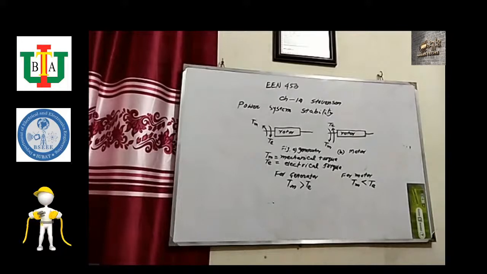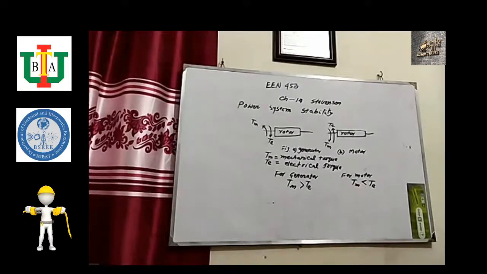For a generator, meaning a synchronous machine or alternator, mechanical torque is greater than electrical torque. And for a motor, mechanical torque is less than electrical torque. Because we get the mechanical torque for a generator from the prime mover, which rotates the generator rotor.